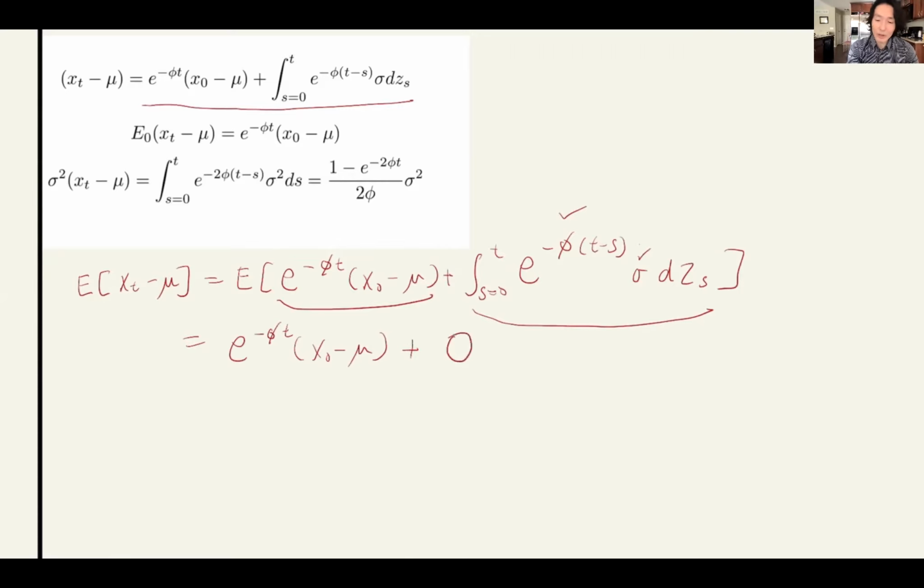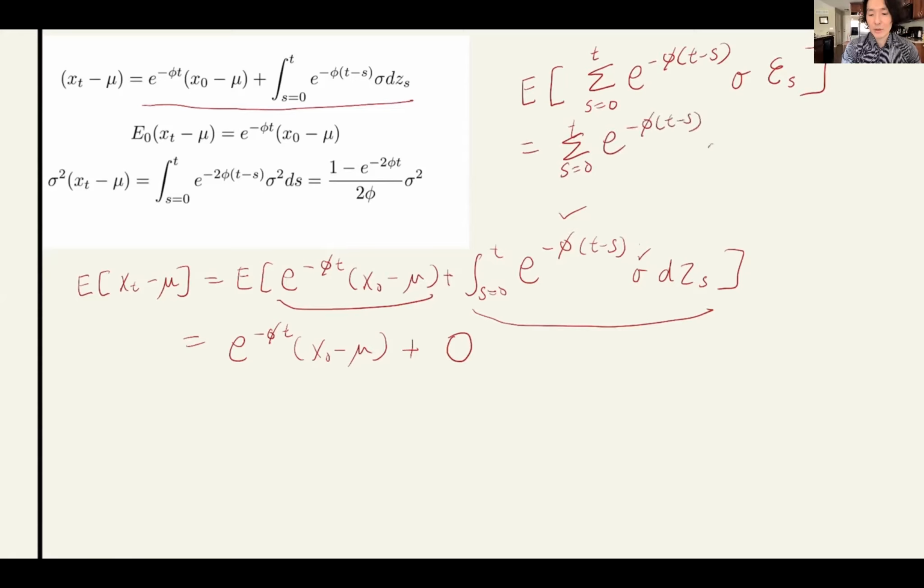It is similar to the case where you're taking the expectation of some discrete time case, and you can consider the case like this: sigma and epsilon s. Okay. And this is going to be the same as sigma times the expected value of epsilon, and this is 0. Therefore, the whole thing becomes 0. It's the same principle.